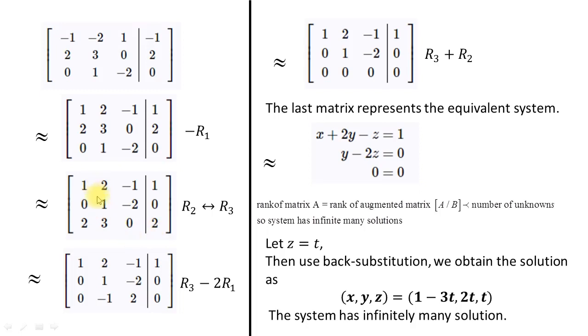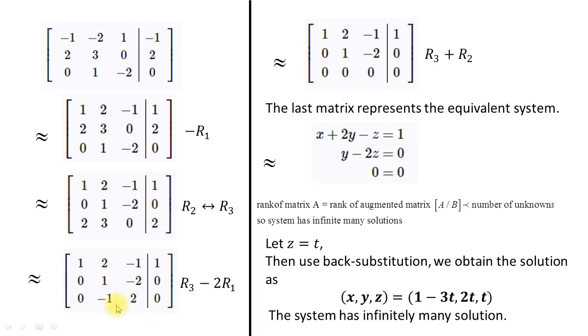Now multiply the first row by 2 and subtract the result from R3. 2 times R1 subtracted from R3: 2 minus 2 is 0, 3 minus 4 is minus 1, 0 minus minus 2 is plus 2, and 2 minus 2 is 0.